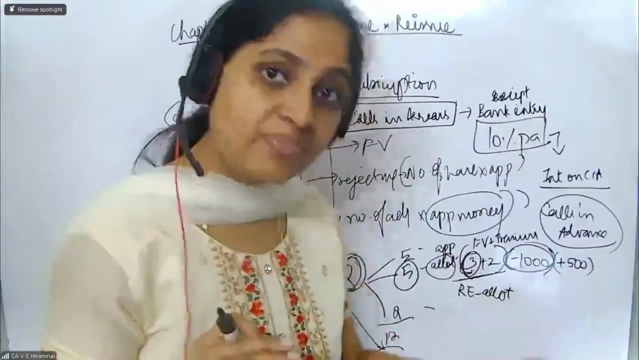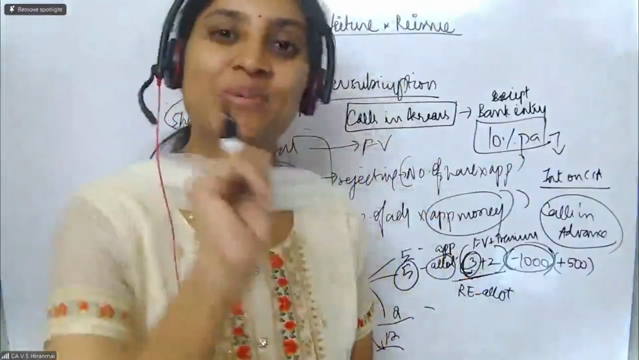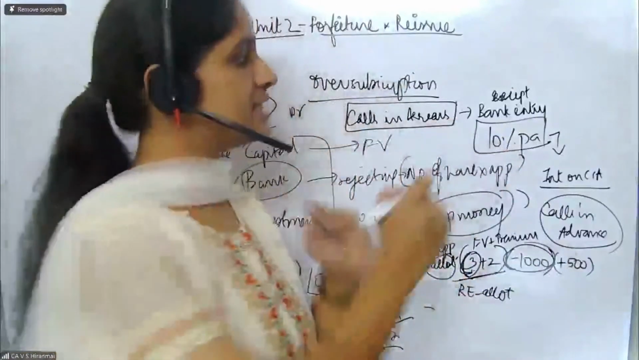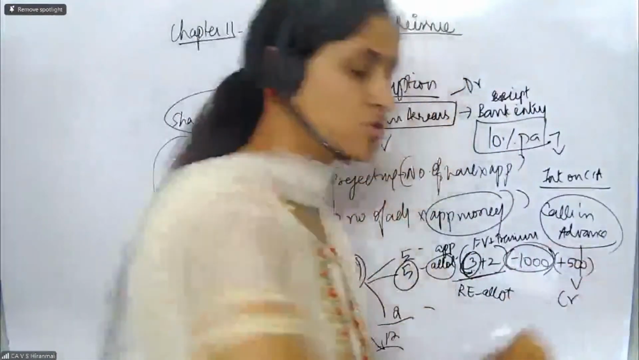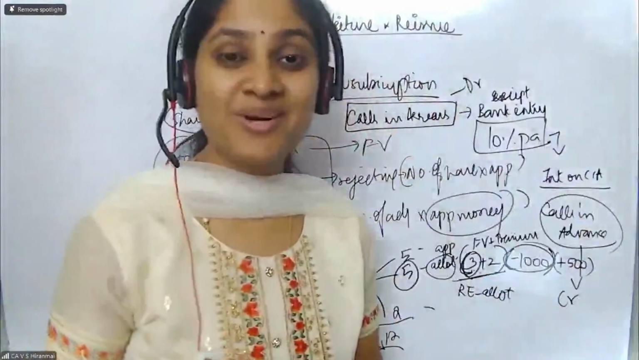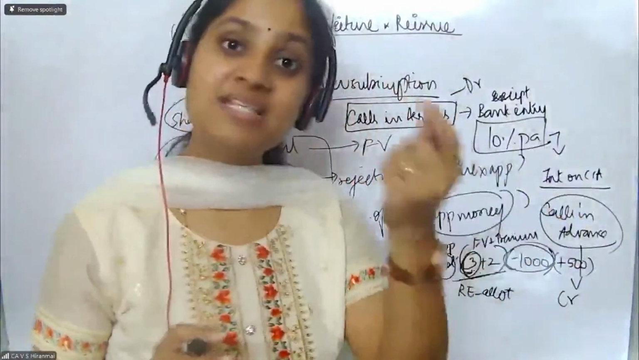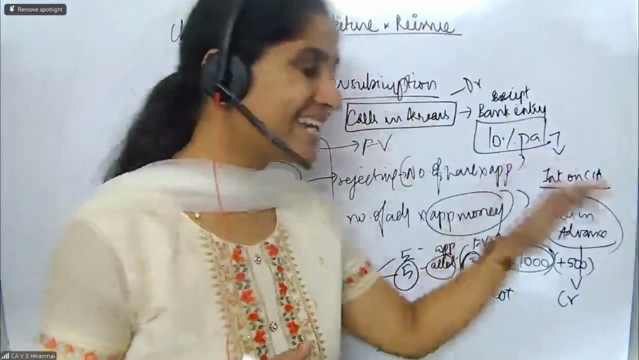Where will this come? Again, it will be coming in the receipt entry only. But the only difference is the calls in arrears will be debited, the calls in advance will be credited. So immediately you should not understand this is an income, it is a gain. No, it is a liability. Company is receiving the shareholders' money in advance. Okay, that is why you are crediting it.